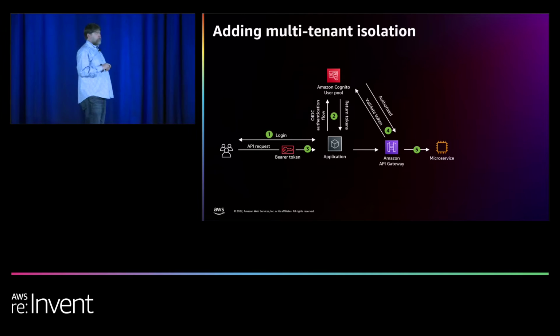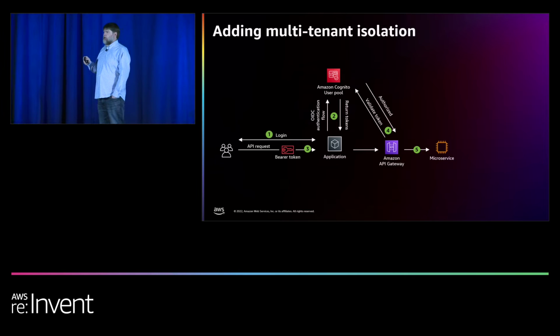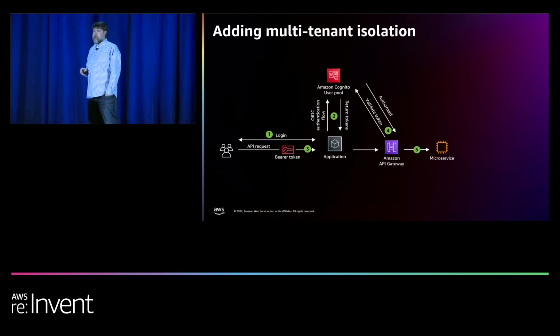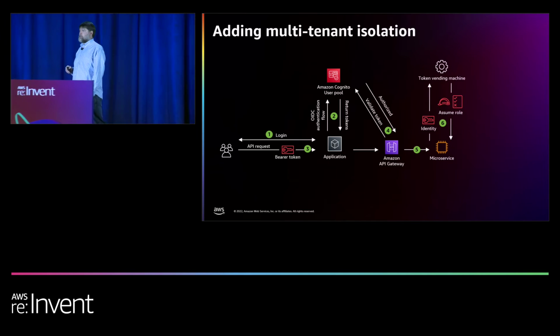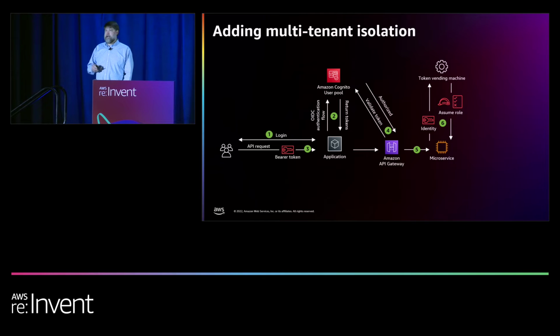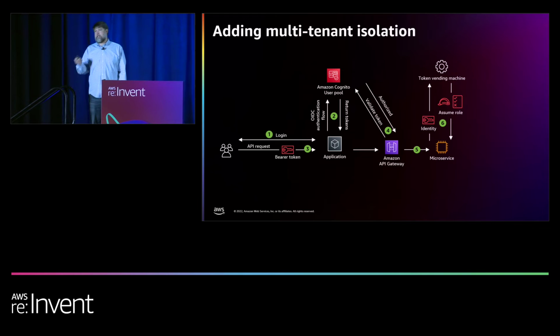Here we are back at our flow. We've gotten to our microservice. We have an authenticated, authorized request. We're ready to go. We're ready for the microservice to start doing its work. But first, our microservice is going to go get a set of scoped down permissions that align with the tenant context of the incoming request.